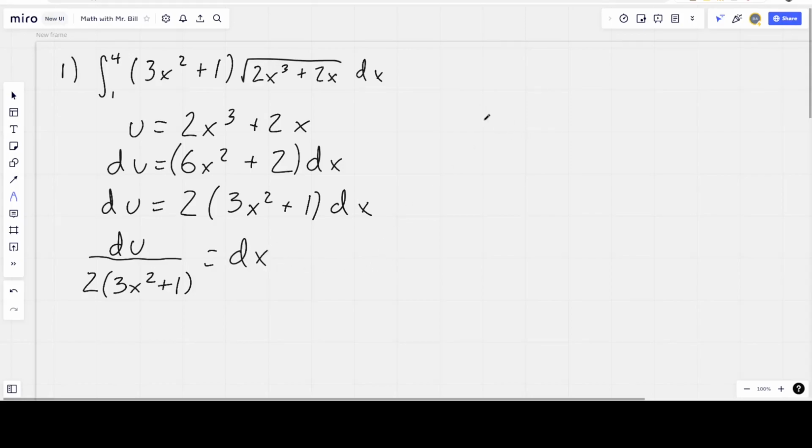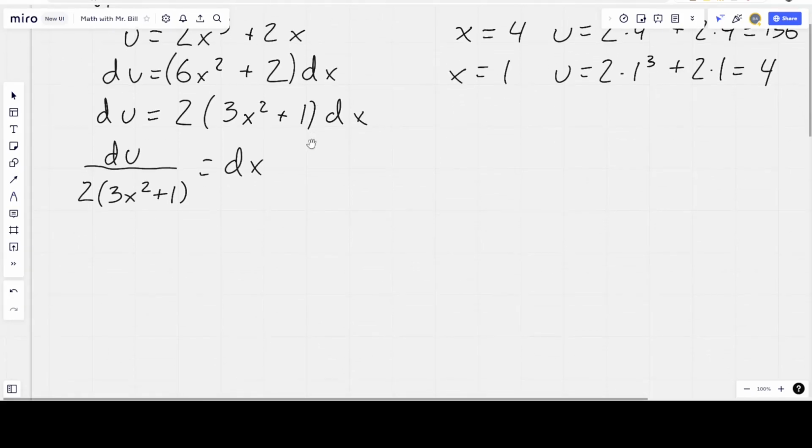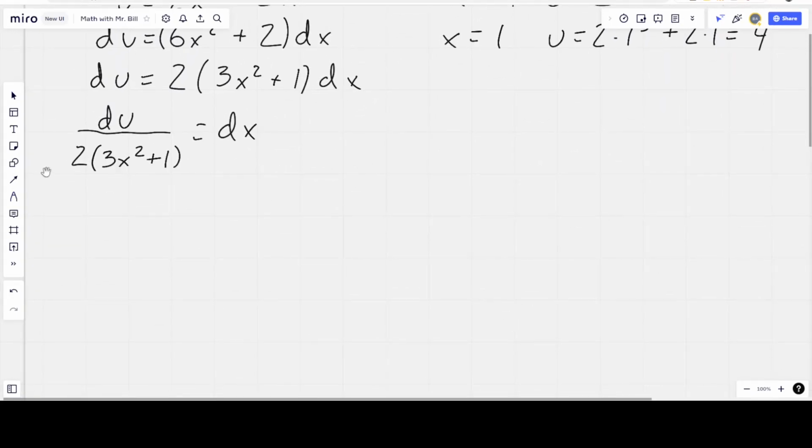Now the other thing I'd like to do is a limits substitution. When x is equal to 4, then u is going to equal 2 times 4 cubed plus 2 times 4. You might have to get your calculator for that, but that turns out to be 136. And when x is equal to 1, u is going to equal 2 times 1 cubed plus 2 times 1, which is 4. Okay, so now I'm ready to begin my substitutions.